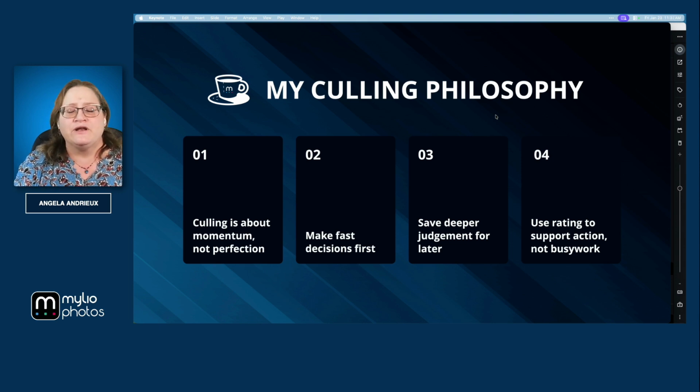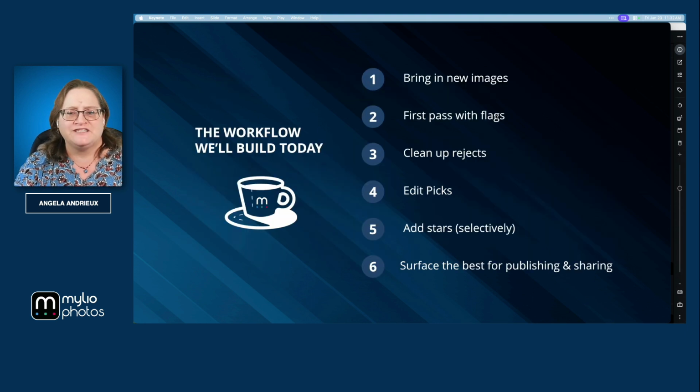At this point, we're not going to be going through and necessarily deleting anything. You're just making top level decisions so you can learn where to focus your attention. You're going to save that deeper judgment for later. And this rating system is going to support your action, not busy work. What we want to do is take fast decisions and then later on for those deeper, more thoughtful decisions, you've kind of narrowed down which images you want to focus on. So that's really the core of my philosophy and what we're going to go over today.